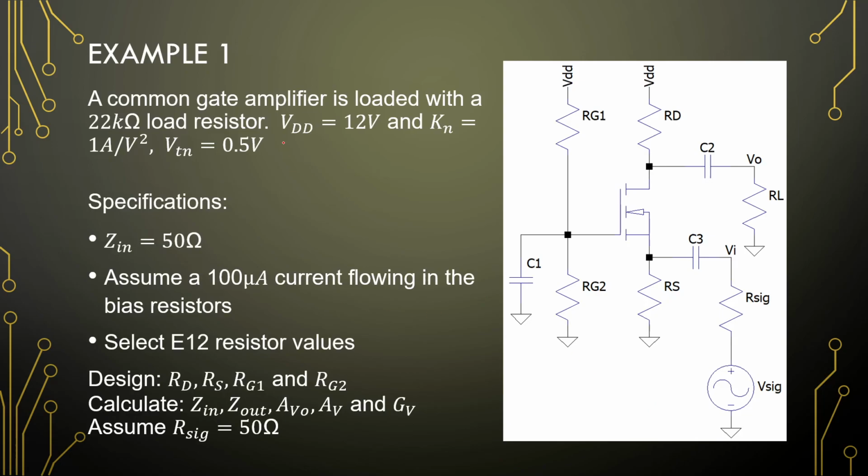So first example is we need to design using a VDD of 12 volt, a transconductance parameter of 1 amp per volt squared, and a threshold voltage of 0.5.